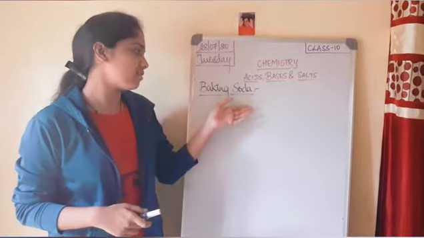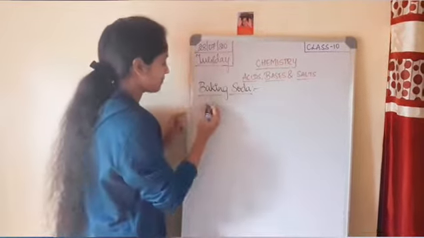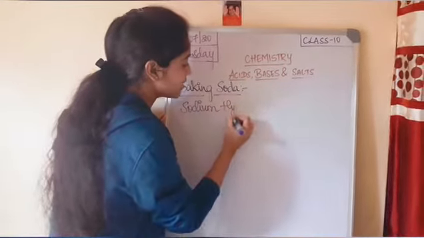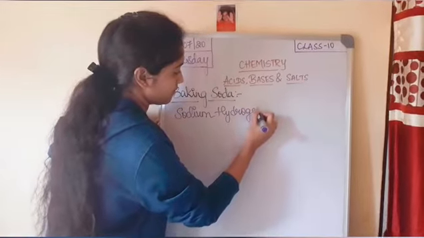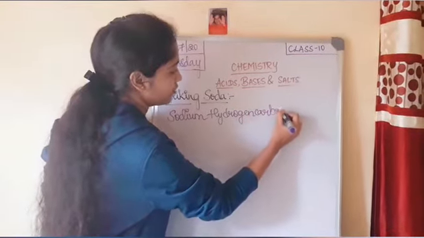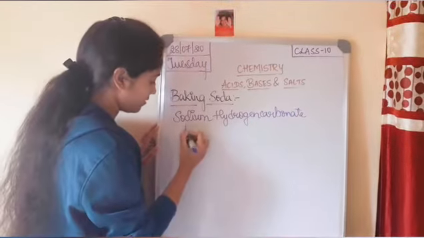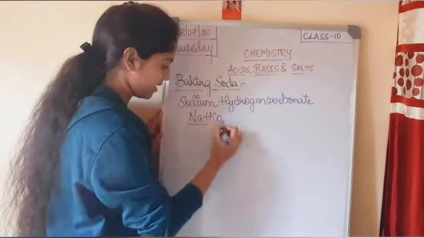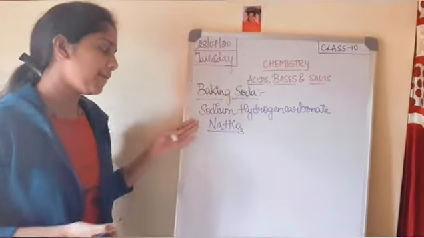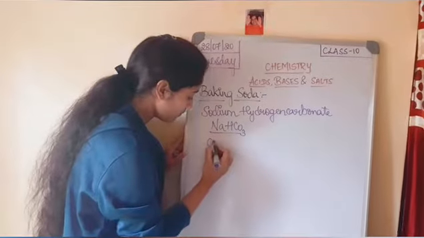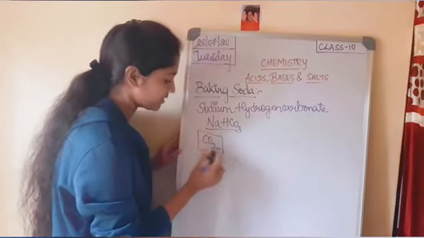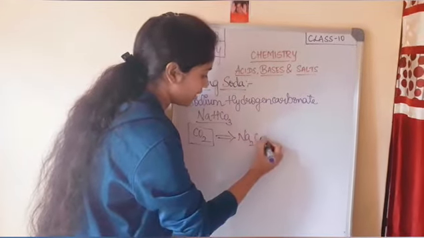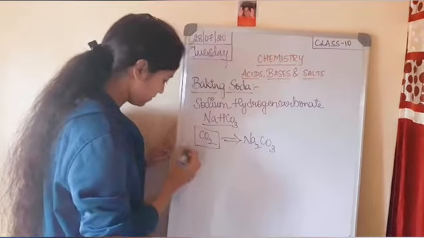Next, baking soda. Now chemically this is sodium hydrogen carbonate. That is NaHCO3. Now this is prepared by passing carbon dioxide in an aqueous solution of sodium carbonate.